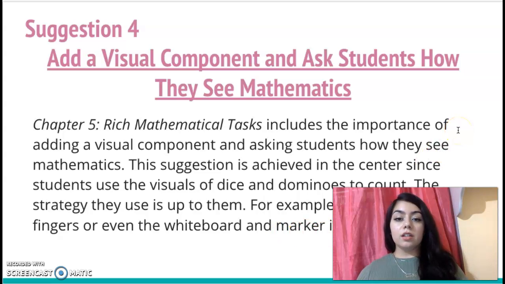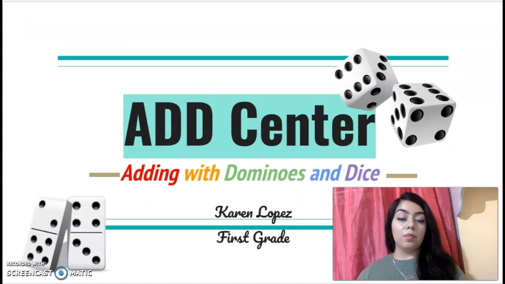So there are visuals that can help them add up to the number 20 or subtract. Overall, I think the center can be recreated by parents, teachers, and I like how the materials can be easily found and you can make adaptations if necessary. If you don't have dominoes, that's okay, just use dice. If you don't have dice, just use dominoes.